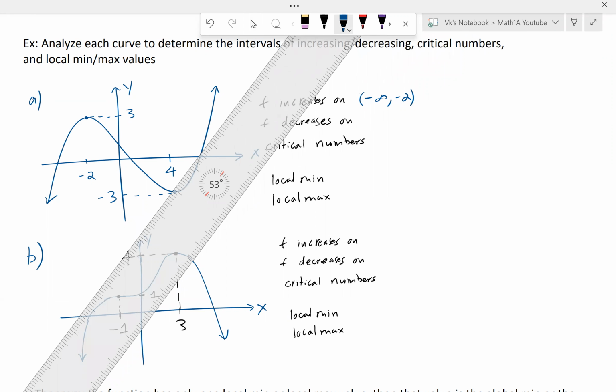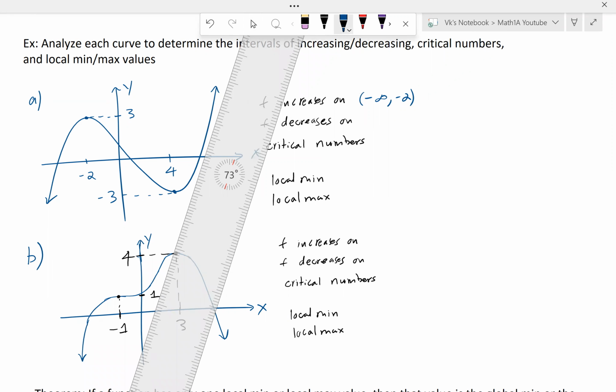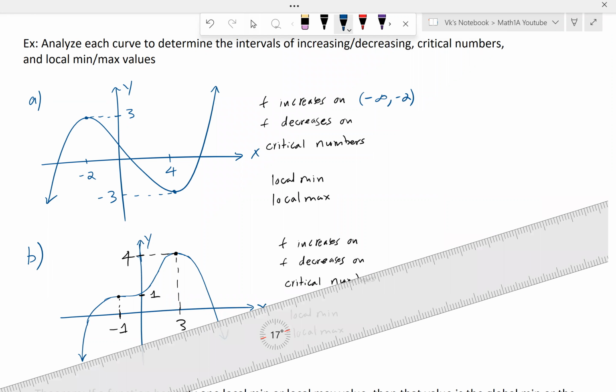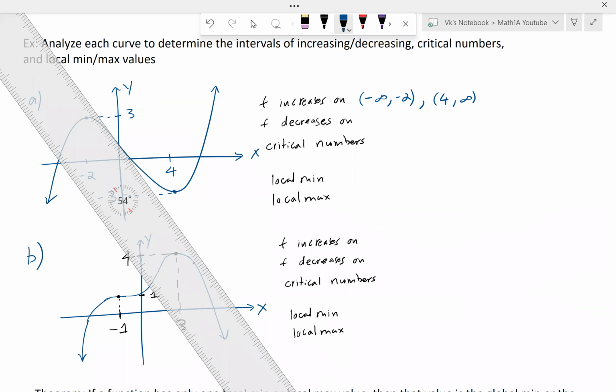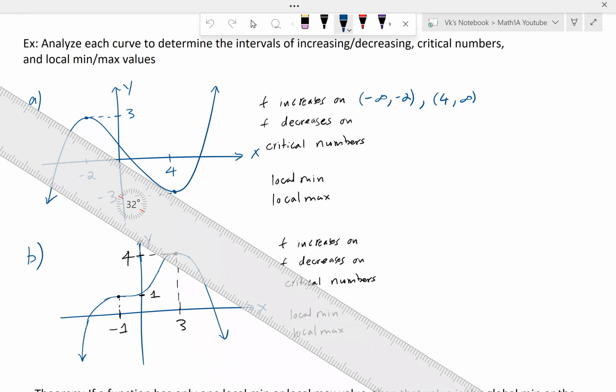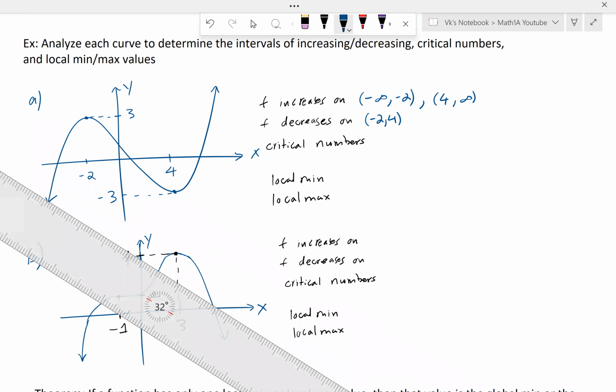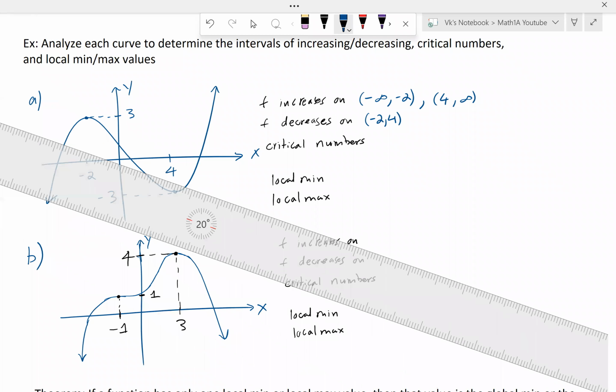And then also, if you look from 4 to infinity, the slope of the tangent line is positive. Right? 4 to infinity. So that means from negative 2 to 4, check out the slope of the tangent line here. Yeah, it's negative. And so that is where the function is decreasing, on negative 2 to 4. We have two critical numbers. One is at negative 2 and the other is at 4, because the slope at a critical number is 0.